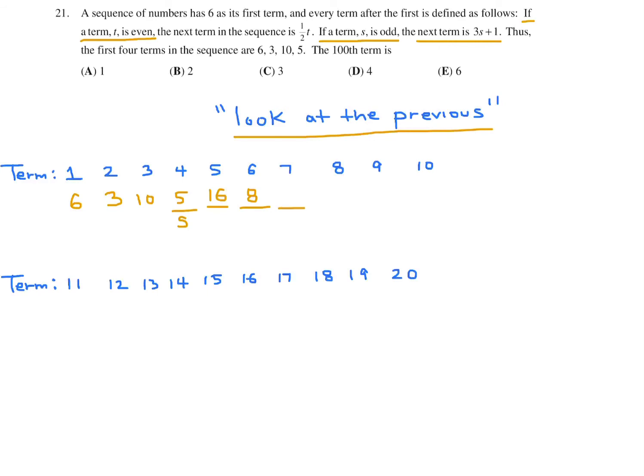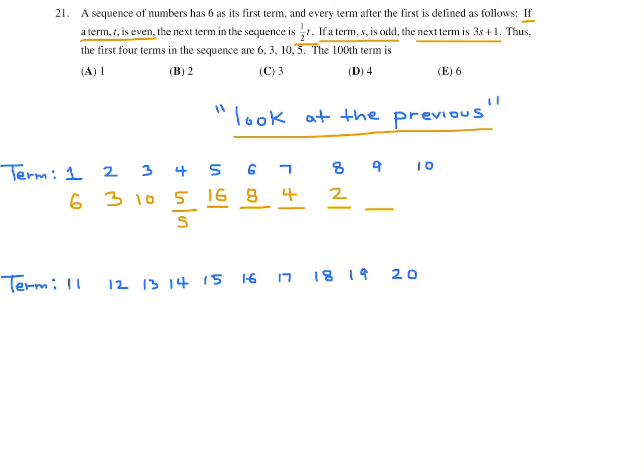Let's find the 7th term. Look at the previous. The previous term was 8. Is 8 odd or even? It's even, so we use this rule. The next term will be that term divided by 2. Since the term is 8, divided by 2 we get 4. Let's go to term number 8. Look at the previous. That's 4. Is 4 odd or even? It's even, and therefore the next term in the sequence will be that term divided by 2. So that means that is 2.